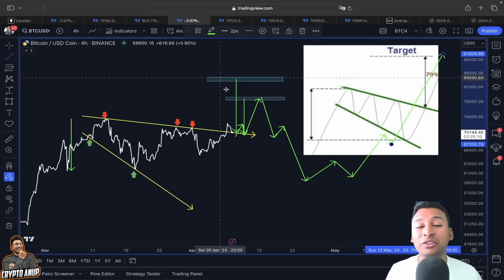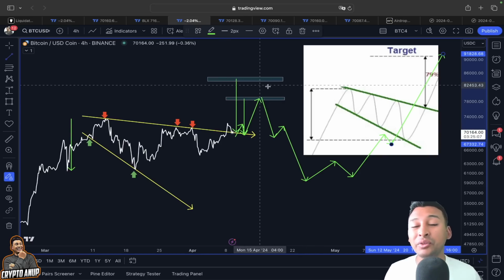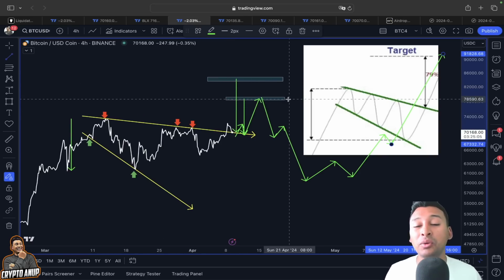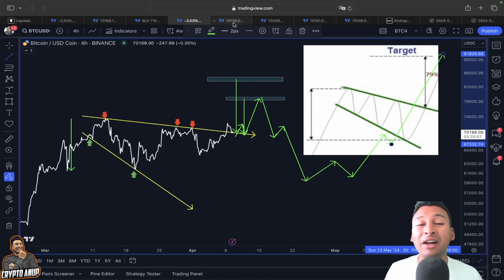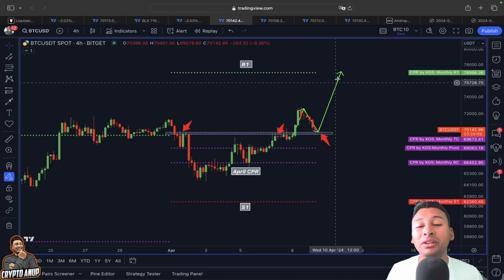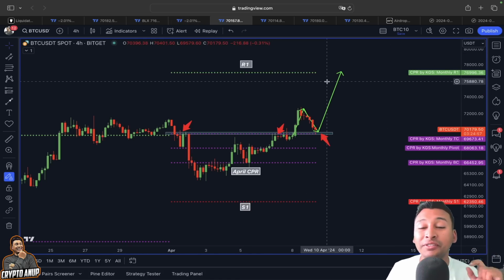So that's why, guys, even if the price fails to reach the 100% price opportunity from this descending broadening wedge, you can see 79% is going to be somewhere around 77,000. So that's why this price opportunity, the monthly arrow line, makes a lot of sense.